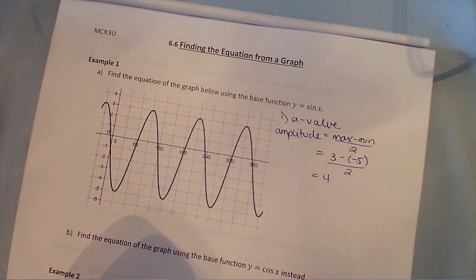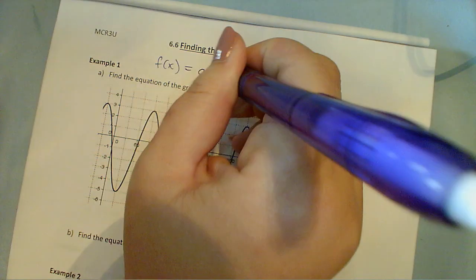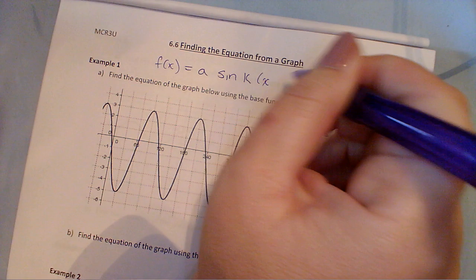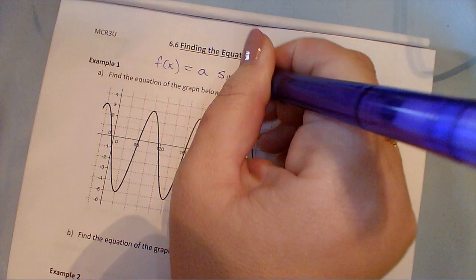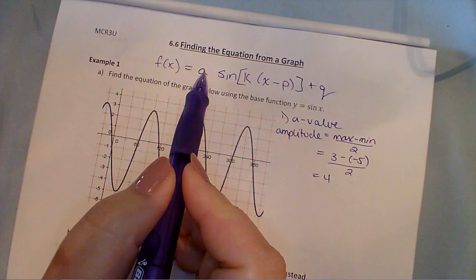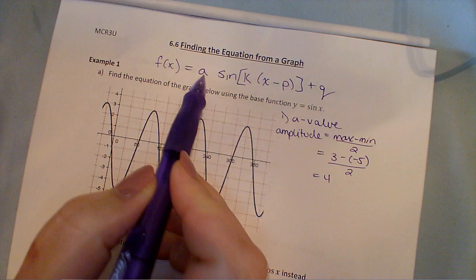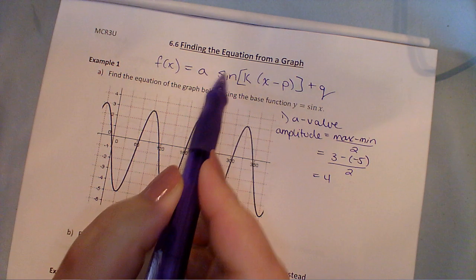So that means when we go to actually fit in, I'll use x or theta, it doesn't really matter. We have to solve for the numbers A, K, P, and Q. Finding the A value first, super easy. So we know now 4 goes in front of the function, whether it's sine or cos, it doesn't matter.